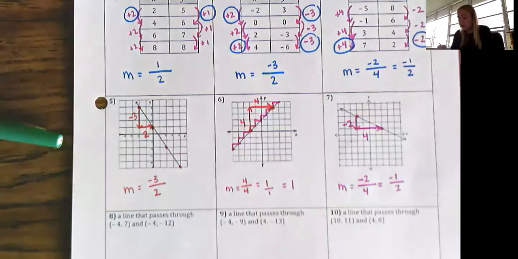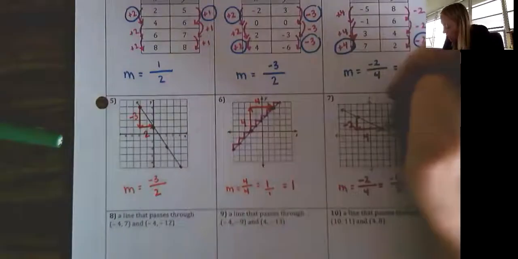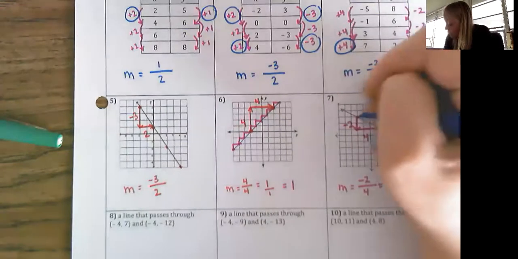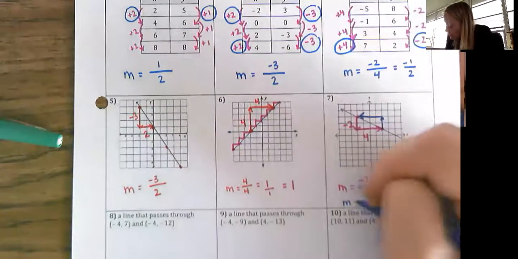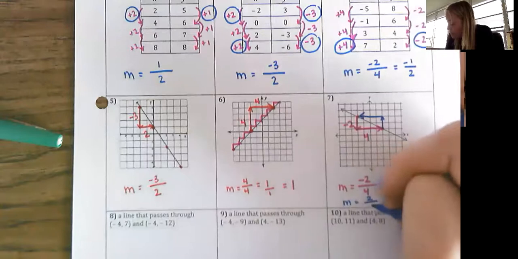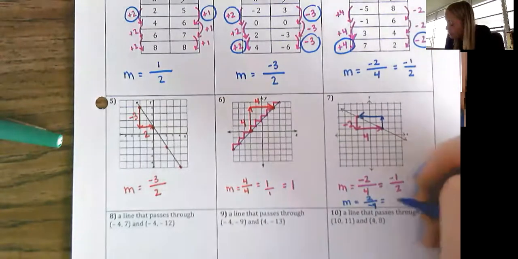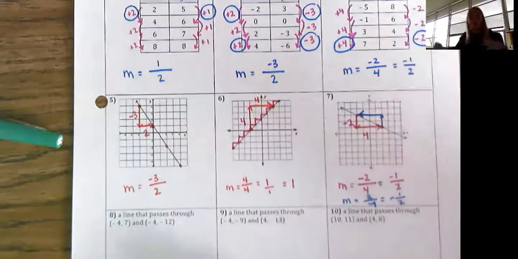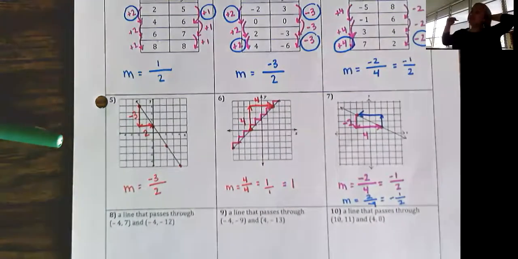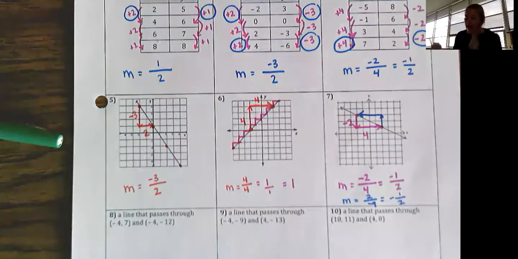Now, also, if you had chosen to go up 2 to the left 4, that'd be fine because it would still be a +2, but when you go to the left 4, that's a -4. And that would still reduce to -1/2. So regardless of which way you chose to do this, you would still get a -1/2.